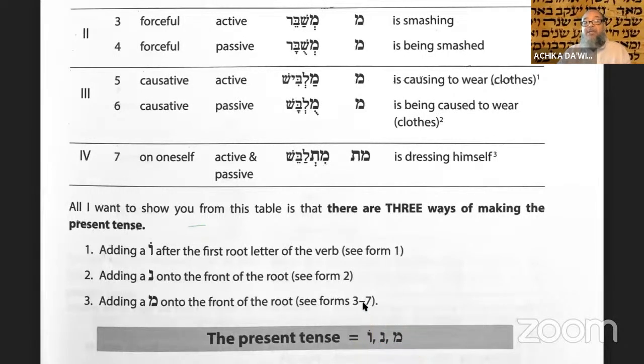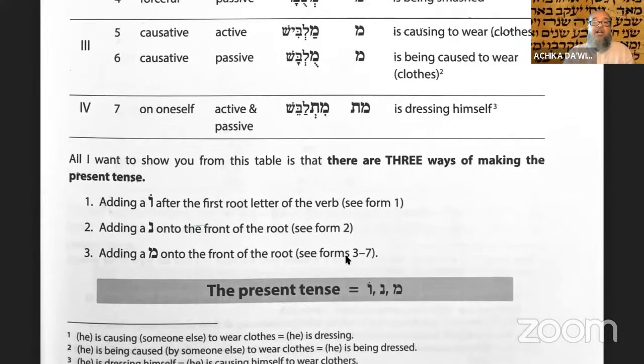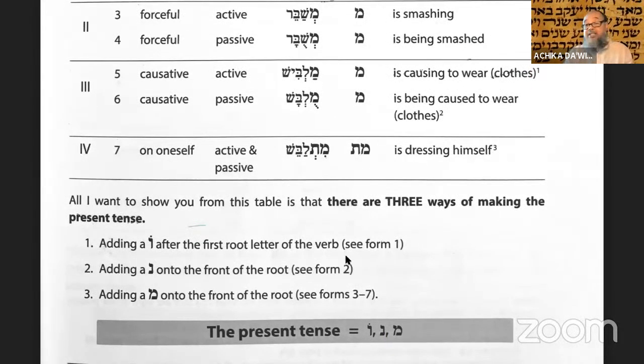Okay. And the mem operates either as a preposition, or here it is going to be a present tense, or it may just be part of the root. So we have to look at that too. So once we start seeing this a lot, we'll be like, oh, okay, I know what that is. We have to figure it out. It's just a puzzle. It's always going to be a puzzle.